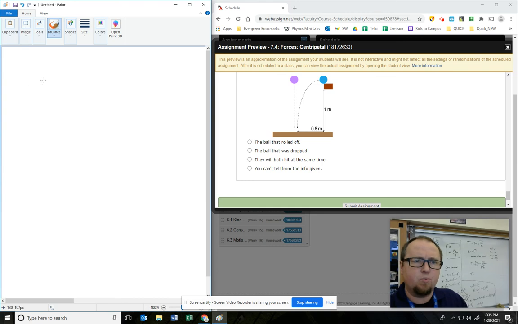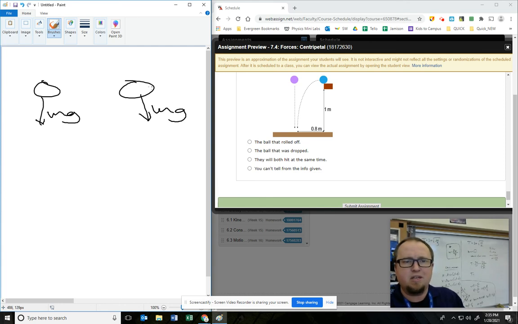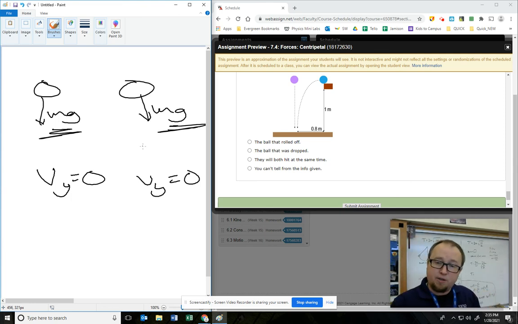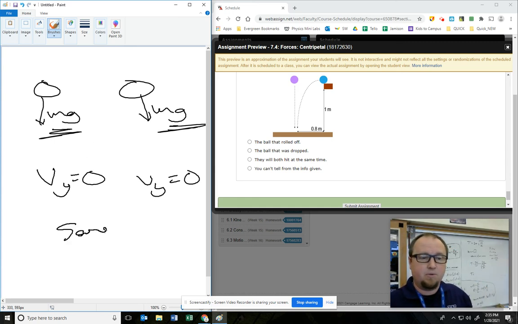Both of these balls, when they're in the air, experience mg. In the y direction, they both initially have a velocity of zero. So in the y direction, they both have the same force, the same F net, so they have the same acceleration, and they have the same vertical velocity at the beginning, so they hit at the same time. Now, do they go different distances horizontally? Totally do, but vertically, they travel the same.